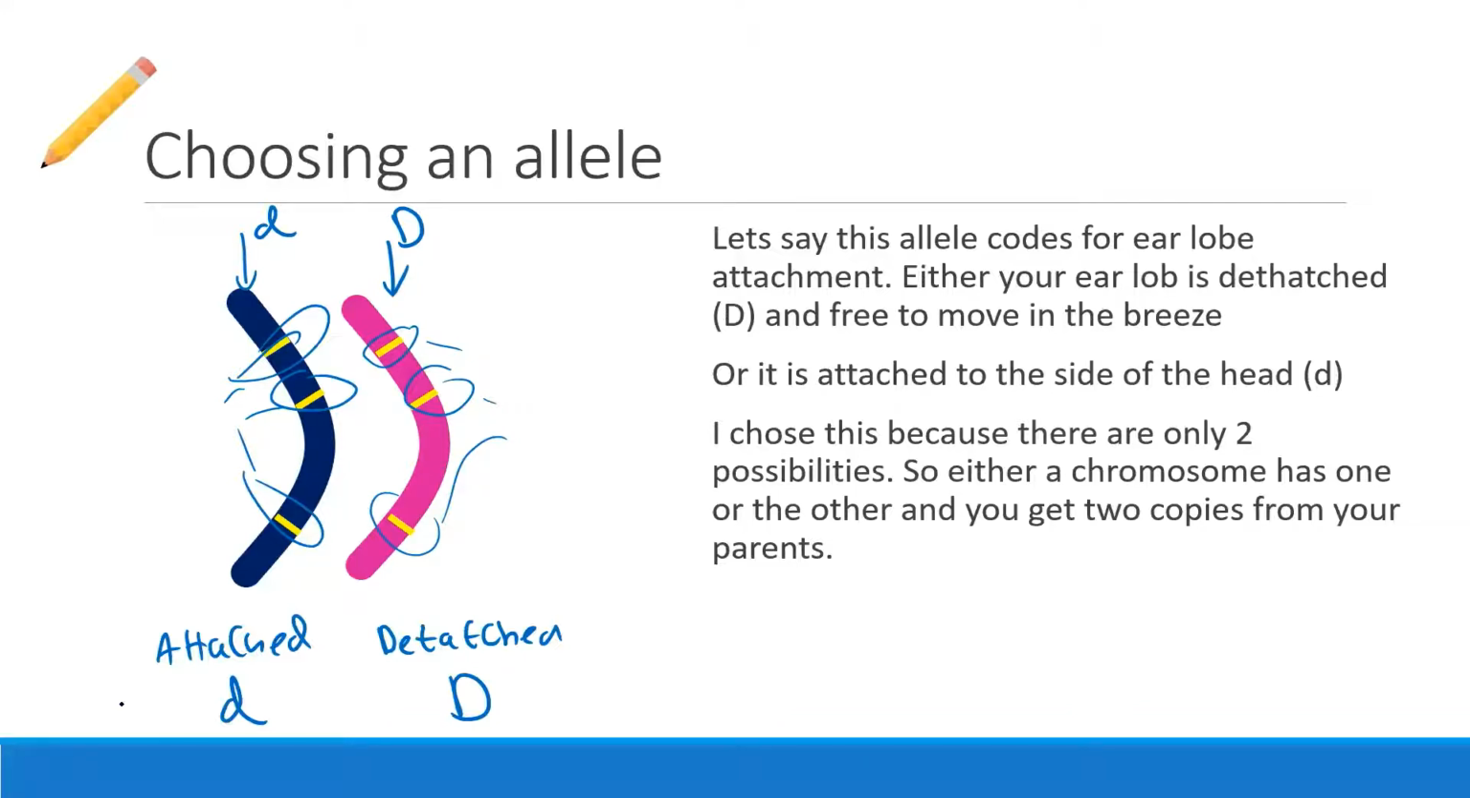Is your DNA from your father going to win, and you're going to have earlobes that are attached to the side of your head? Or is your DNA from your mum going to win? Are you going to have earlobes that are free to move, that are detached? Which one's going to win? Which one's going to take over? That's the big question that we're trying to get to. Why do we end up with certain traits?